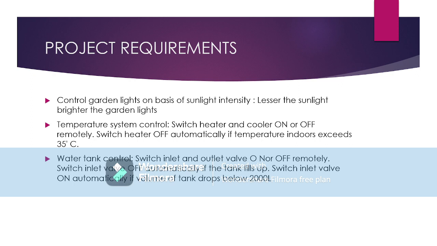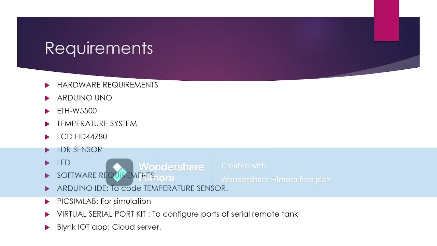Project requirements: control garden lights on the basis of sunlight intensity, temperature system control, water tank control. Requirements we had in hardware and software. Hardware requirements: Arduino Uno, Ethernet shield, temperature sensor, LCD, LDR, LED. And software requirements are Arduino IDE, PiximLab, Virtual Serial Port Kit, Blink IoT app.